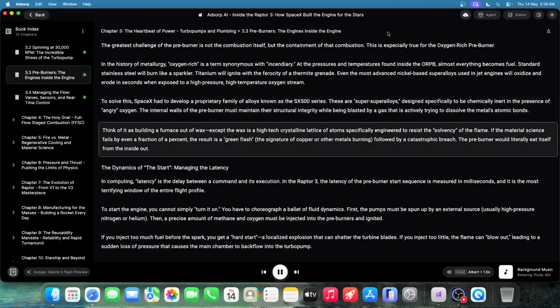Think of it as building a furnace out of wax, except the wax is a high-tech crystalline lattice of atoms specifically engineered to resist the solvency of the flame. If the material science fails by even a fraction of a percent, the result is a green flash, the signature of copper or other metals burning, followed by a catastrophic breach. The preburner would literally eat itself from the inside out.